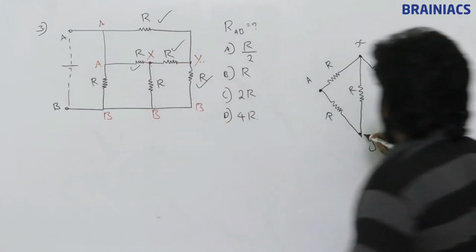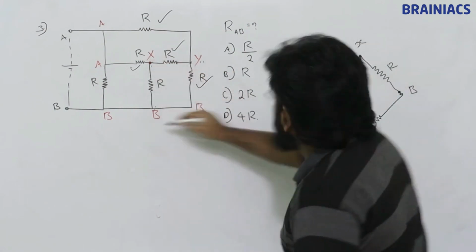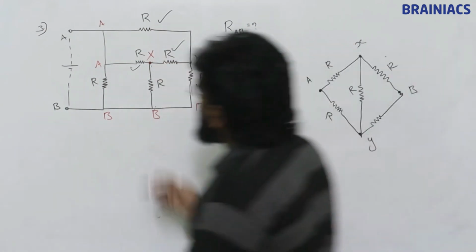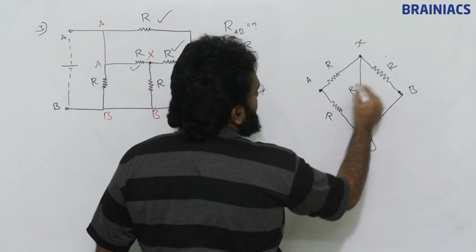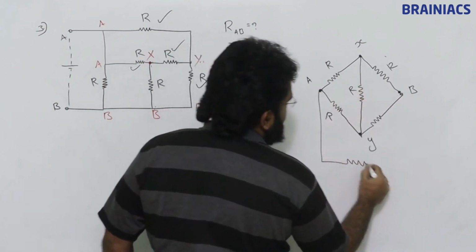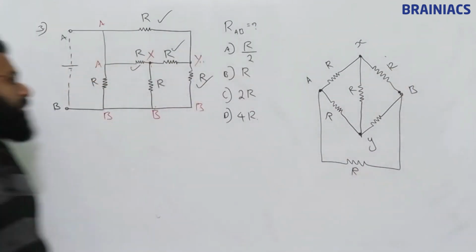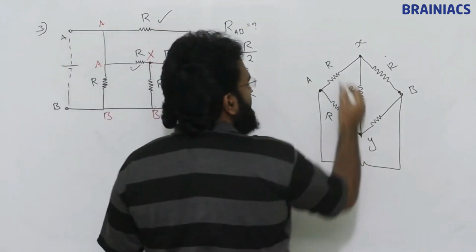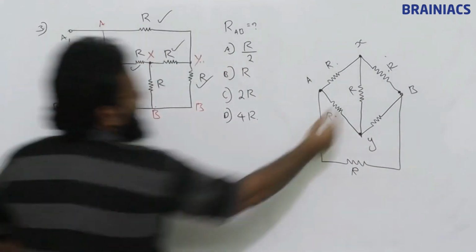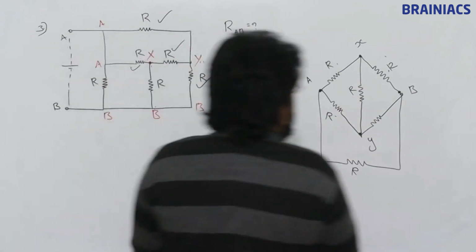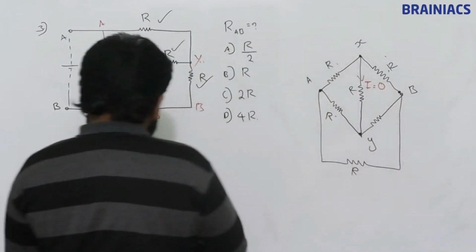Then another extra resistance is here, between A and B. We can draw it outside without touching, and this is also R. So this is how the circuit becomes. Whether this is a Wheatstone's bridge, yes, R by R is equal to R by R. So there won't be any current through this branch. I is equal to 0 here.